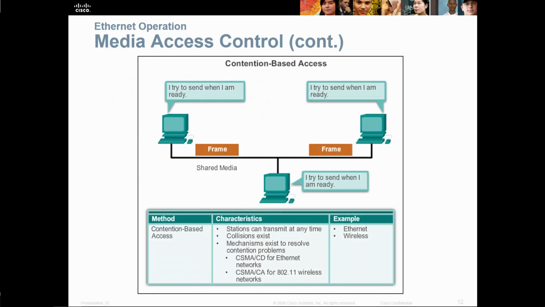So this is contention-based access. If we have multiple nodes trying to share the wire, that's perfectly okay, we just have to have a mechanism in place that helps control that. So again, that's going to be carrier sense multiple access, collision detection for Ethernet, collision avoidance for wireless.